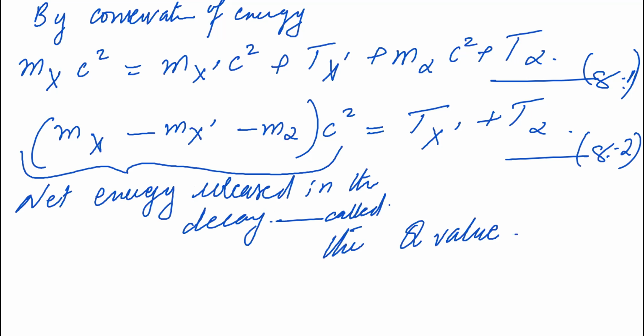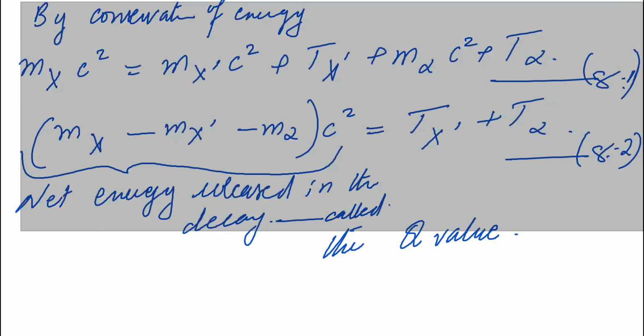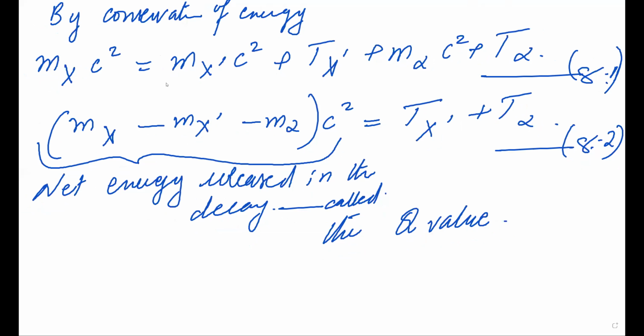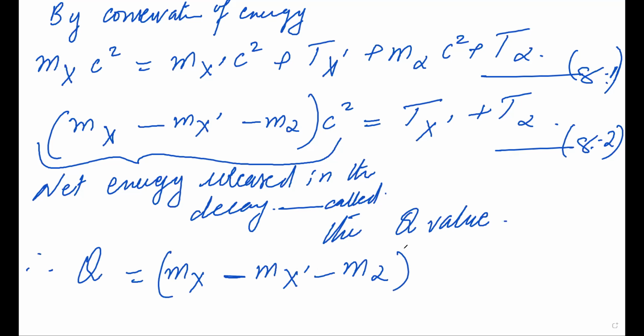We also call this the Q value. So therefore, we can write that Q is equal to m_X minus m_X' minus m_alpha, into c squared. So this is equation 8.3. Oh, sorry, c squared, yes.